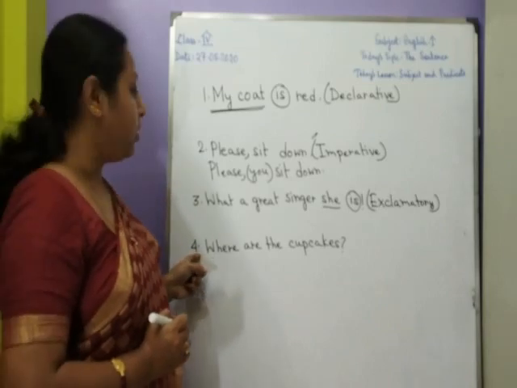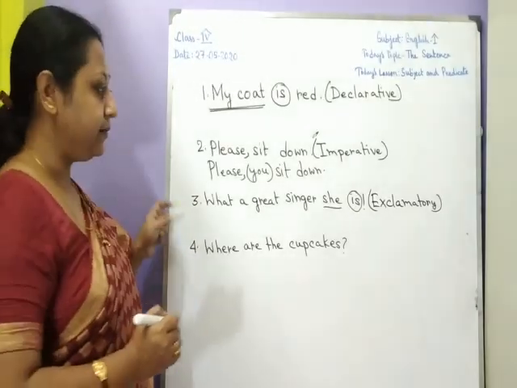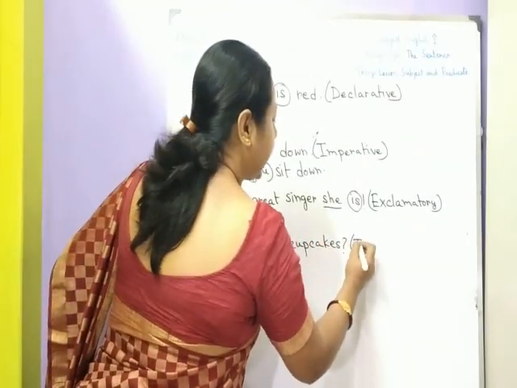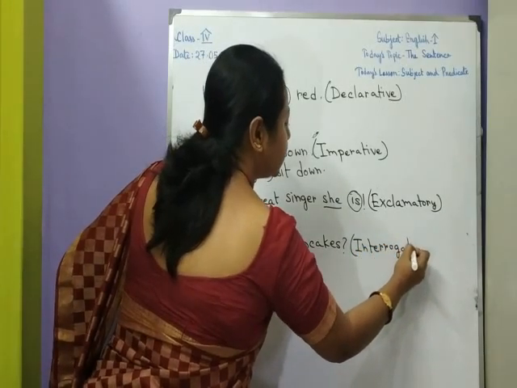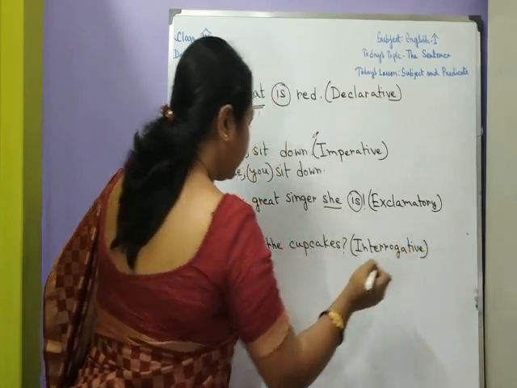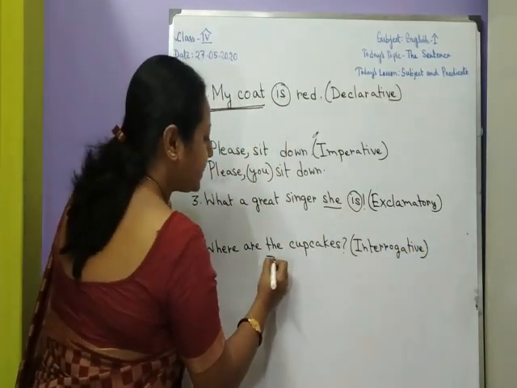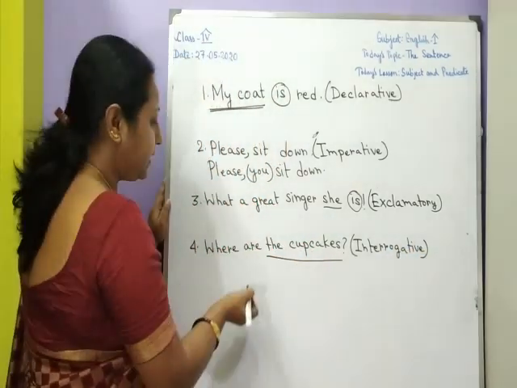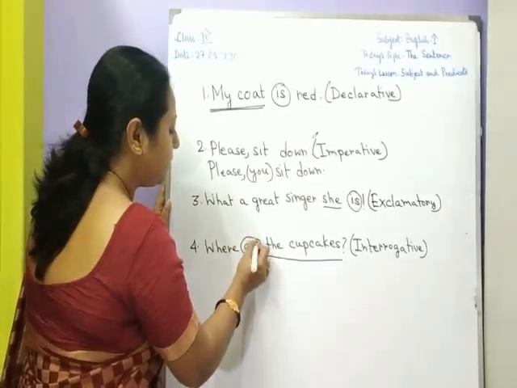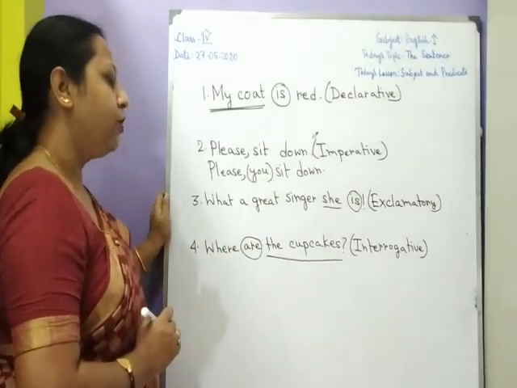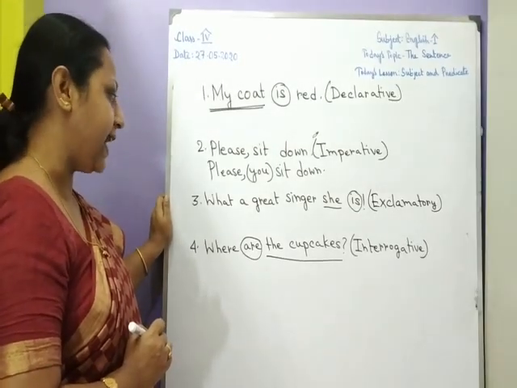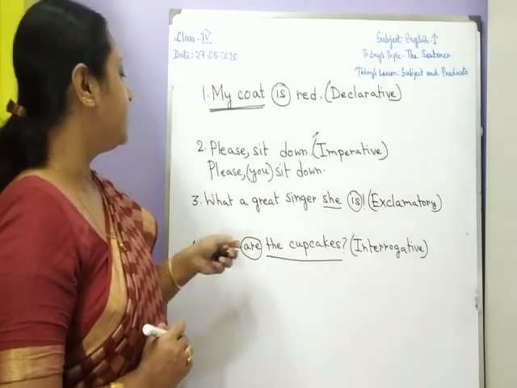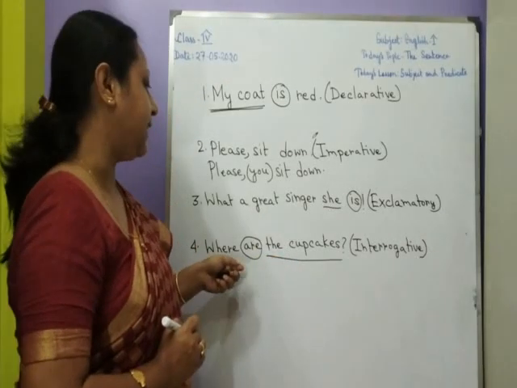Sentence 4. Where are the cupcakes? It is an interrogative sentence. Here, the cupcakes is the subject and are is the verb. So, we should know that usually in an interrogative sentence, the subject comes after the verb.